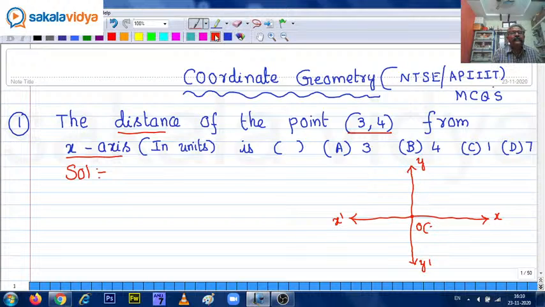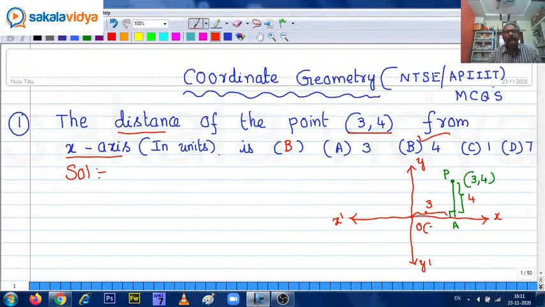Now take the point 3, 4, which lies in the first quadrant. Now the distance of the point 3, 4 from x-axis: drop the perpendicular like this. Say this point is P and this point is A. We need to find this length PA. As the coordinates are 3, 4, the distance from here to here is 3 units, and this distance will be 4 units. What we are asked, the distance of the point 3, 4 from x-axis, is nothing but 4 units. So B is the right option.